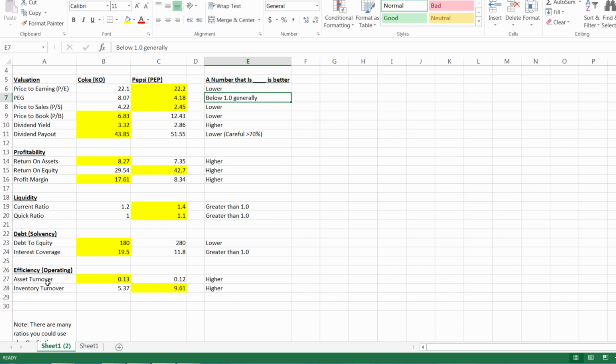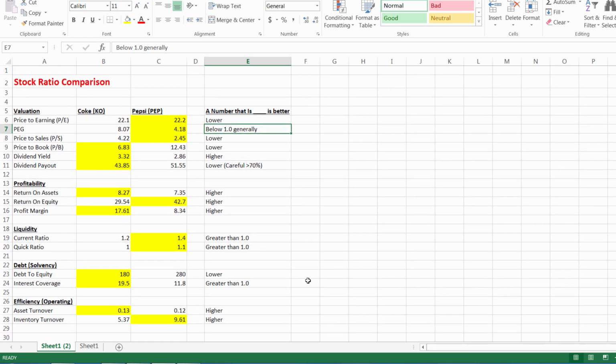And then efficiency, we looked up that asset turnover off site in their annual reports and different information on their website because it wasn't on the Fidelity site, but the 0.13 and 0.12 are right there. And then inventory turn, Pepsi has a nice inventory turn. So if you're concerned about slowing sales or concerned about turnover on inventory, that's where Pepsi maybe stands out a little bit better. So what does all this mean?